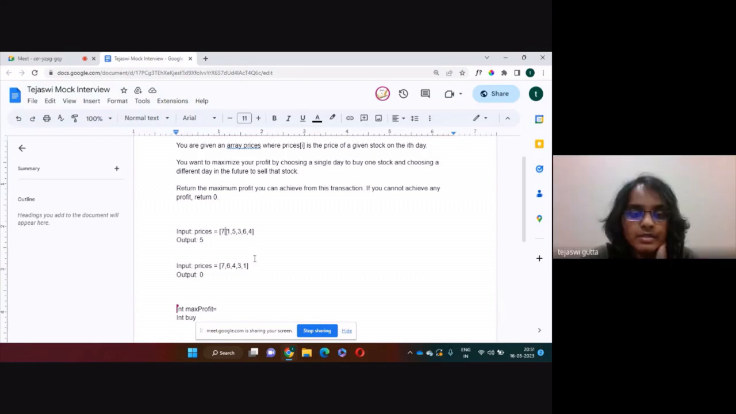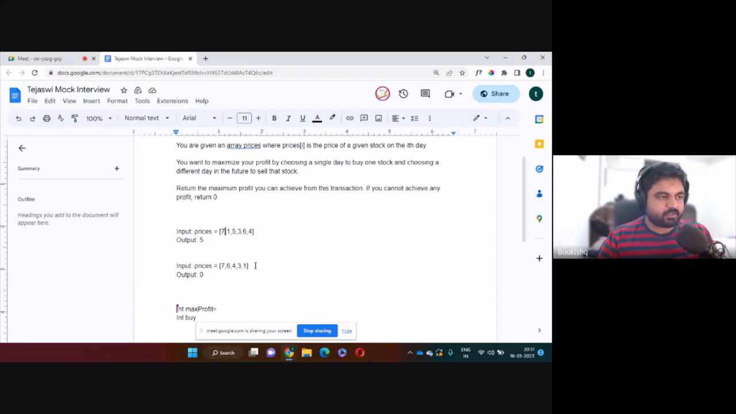So the generic idea is that initially I'll buy the stock that is at the zeroth index, and while moving forward, say currently you bought the stock at the zeroth index.